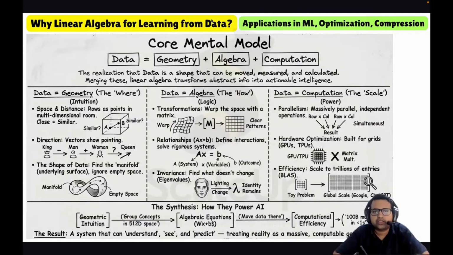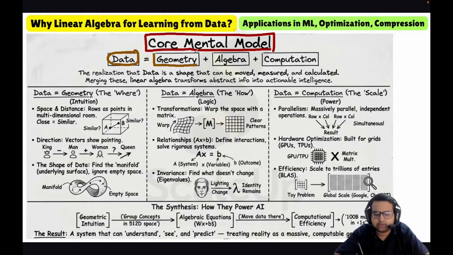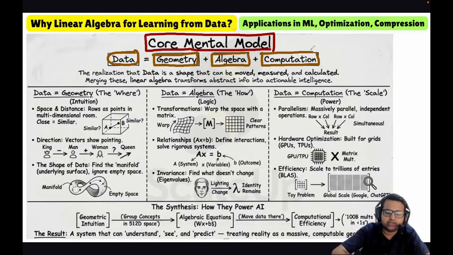Now let us discuss the core mental model. If we talk about data, data is the sum of geometry, which is the patterns, algebra, some mathematical techniques, and computation. So data is the sum total of geometry, algebra, and computation.